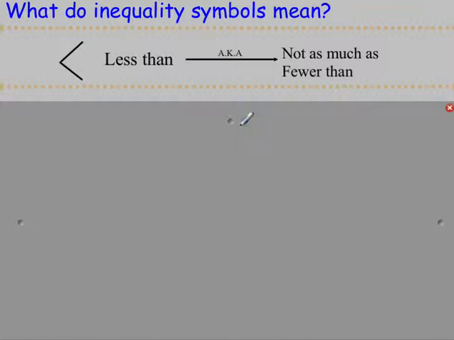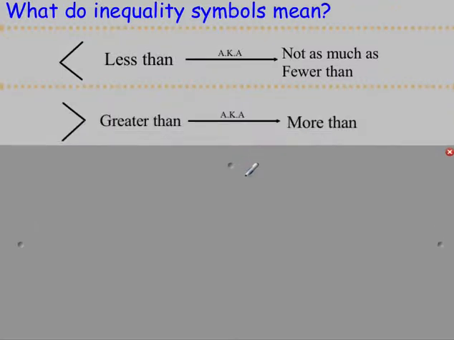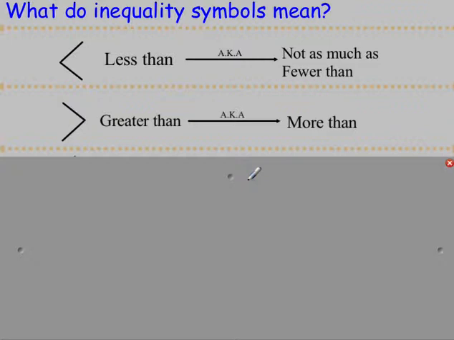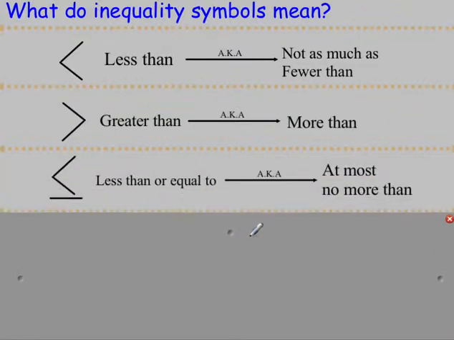If you see that in a word problem, you're going to look for words such as not as much as or fewer than. That will tell you that you need to use the less than symbol. You use the greater than symbol when you see things that say more than. If you're reading a word problem and it says more than, then you know you need to use the greater than symbol. Whenever there's a line underneath the inequality symbol, that means it could also be equal to. So we have less than or equal to.